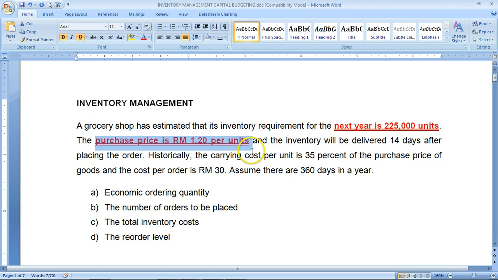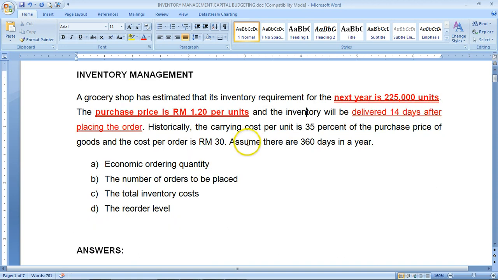Remember, if the question gives you the purchase price, it indicates that they ask you to calculate carrying cost. Later I will explain to you. Inventory will be delivered 14 days after placing the order. All this information, please highlight first. It takes 14 days after you order to deliver the goods to your place.